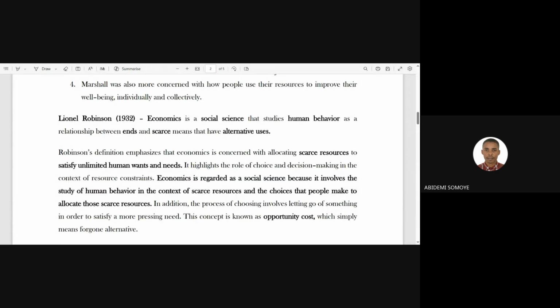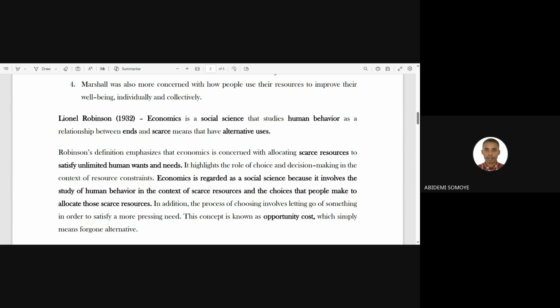What about Lionel Robbins? Okay, he defined economics as the social science that studies human behavior as the relationship between ends and scarce means that have alternative uses. So I usually say economics is a social science because we use scientific measures or scientific steps to arrive at the ways humans behave, to arrive at the ways that humans are being rational. Okay, so we use scientific procedures to be able to examine how we react when there's a price increase, or when there's a price fall, or whether it's an ostentatious good, or whether it's a normal good, or whether it's an inferior one.